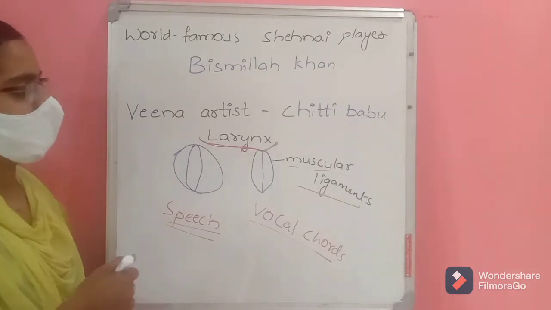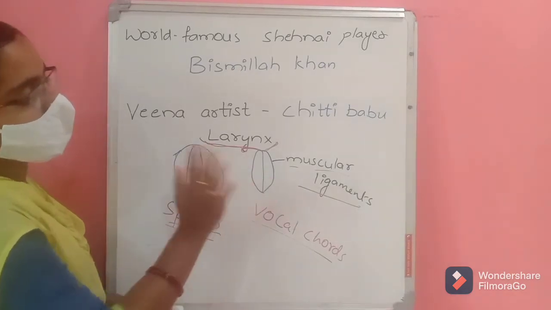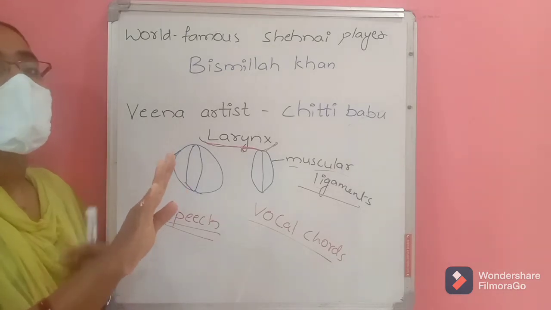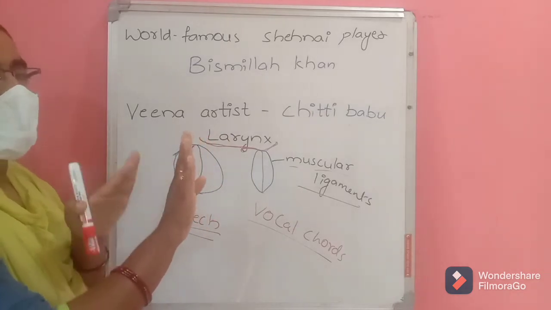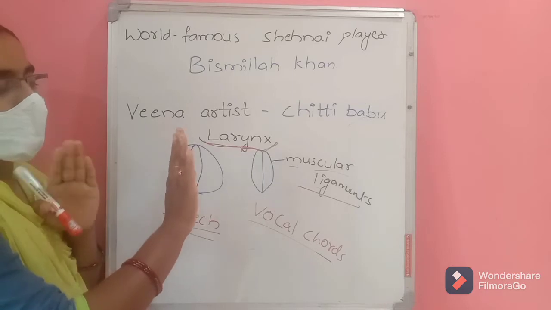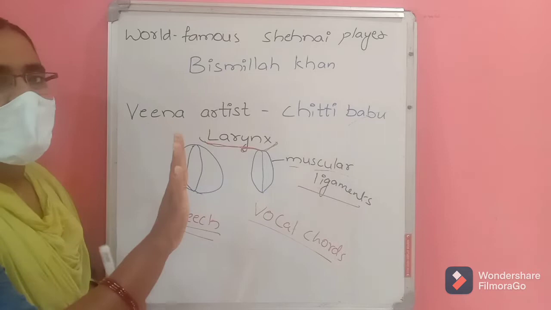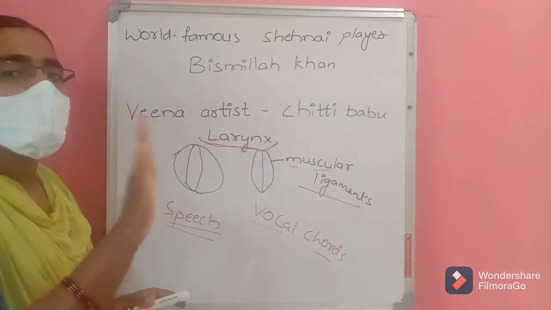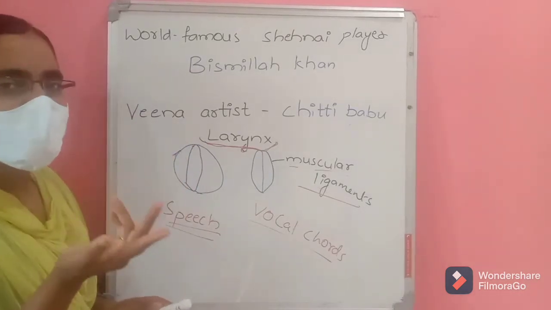How can they vibrate? When we are speaking, these two vocal cords are totally closed. Then the air coming out from the lungs pushes the already closed vocal cords, and they start vibrating. When these vocal cords vibrate, we can produce sound.